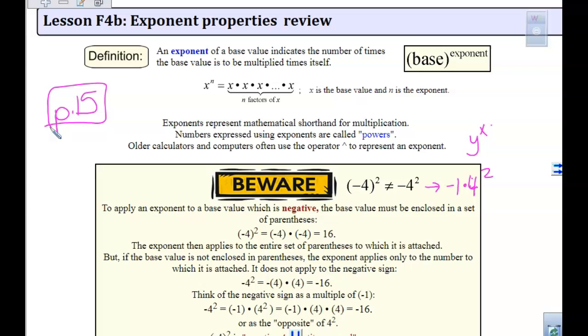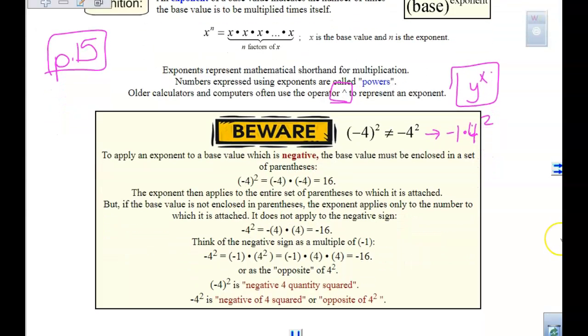It says older calculators and computers often use this symbol for our exponents, but you might also see y to the x on your calculator or on your computer screen for an exponent. And here is the beware part that we just want you to make sure you're aware of. To apply exponents to a negative base, make sure negative 4 to the second in parentheses is not the same as negative 4 without parentheses to the second. Okay? This second one means negative 1 times 4 to the second.